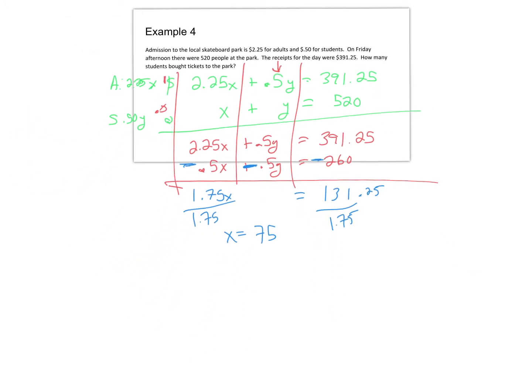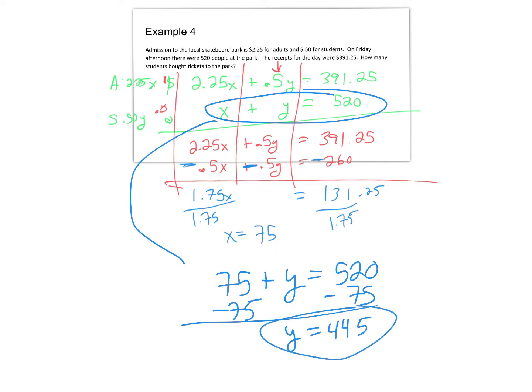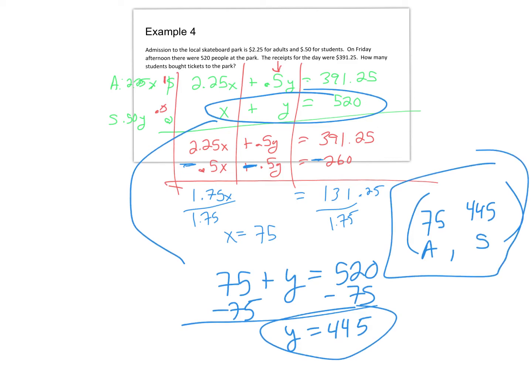So now let's go back. I'm going to grab this equation. So 75 for the x. Y I don't know, but it's going to equal 520 people minus the 75. So y is equal to 520 minus 75. I get 445. So in ordered pair format, we have 75 of the adults, and we're going to have 445 of the students. And there's that one. All right, let's go to the next one.